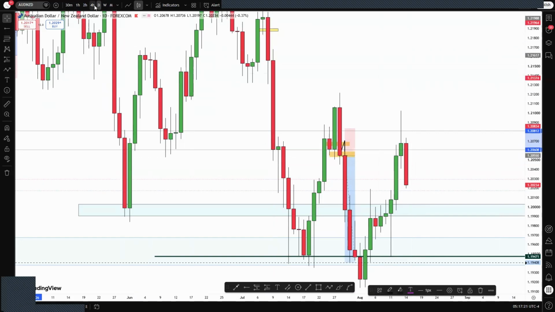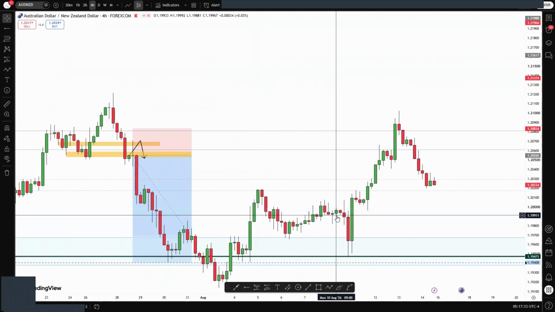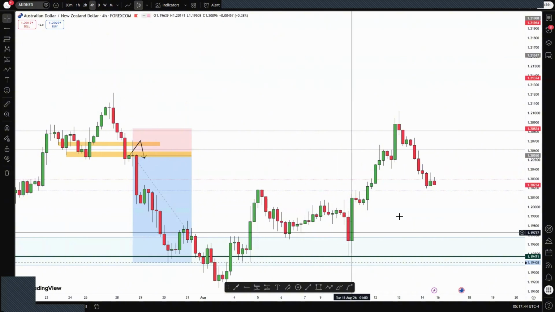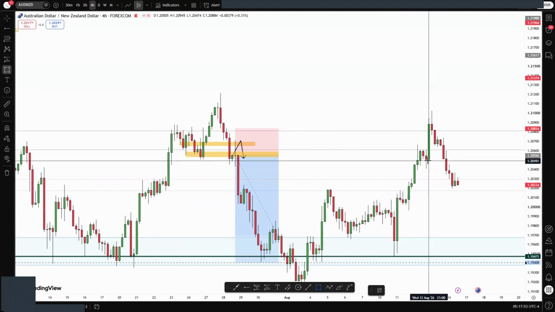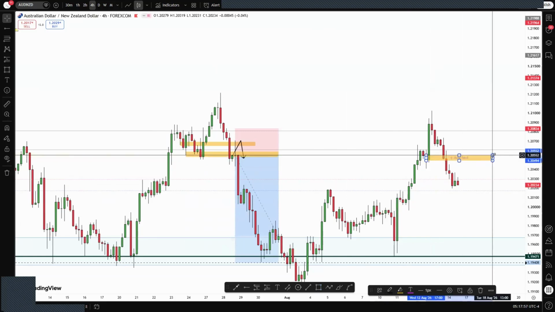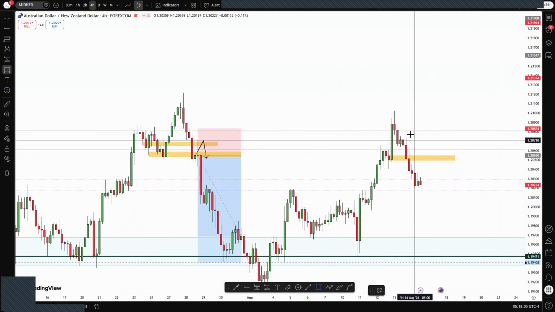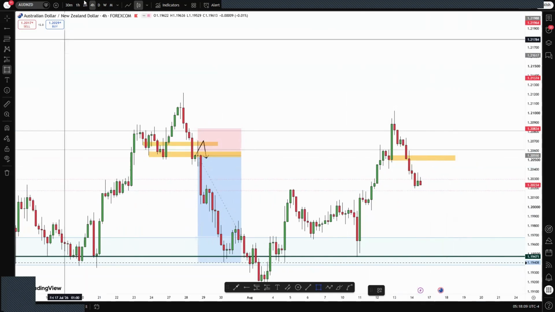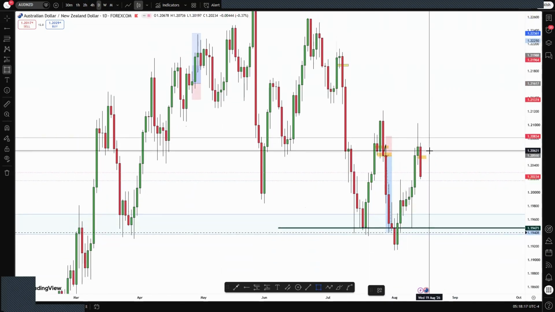It's very valid. You can sell here. There is nothing wrong about trying to sell when price is at this level.